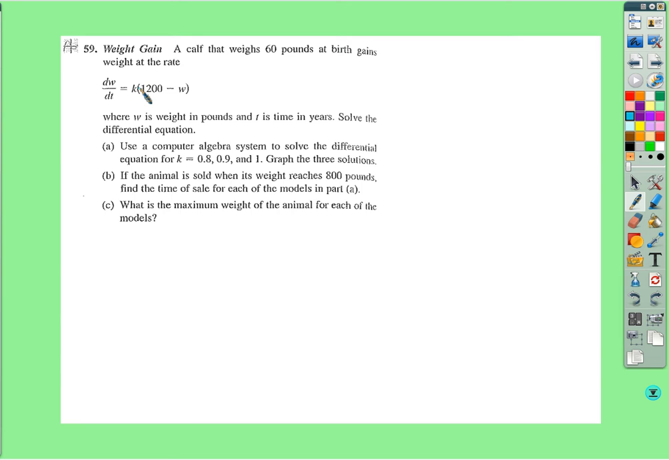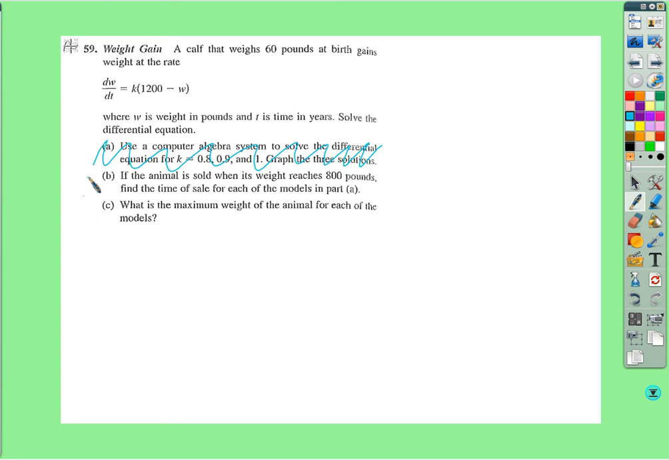So we'll just start with B and C. Sometimes the computer algebra system is the only way we can solve these things. Like the bird problem, the little baby bird. It's like Newton's law of cooling.